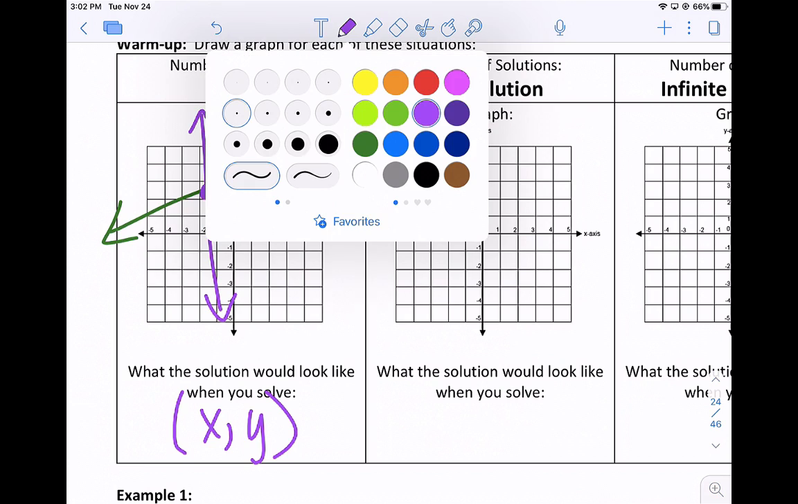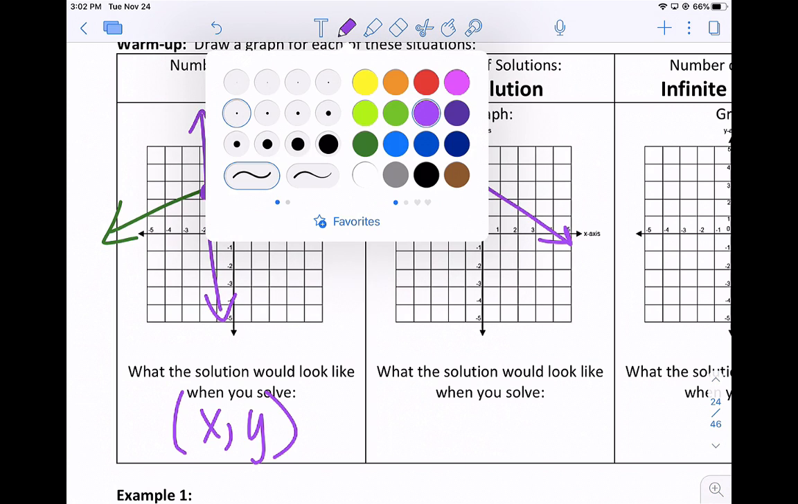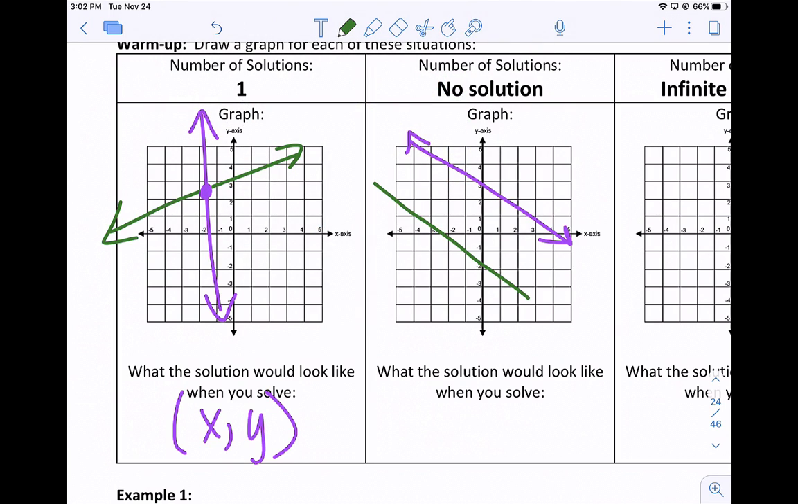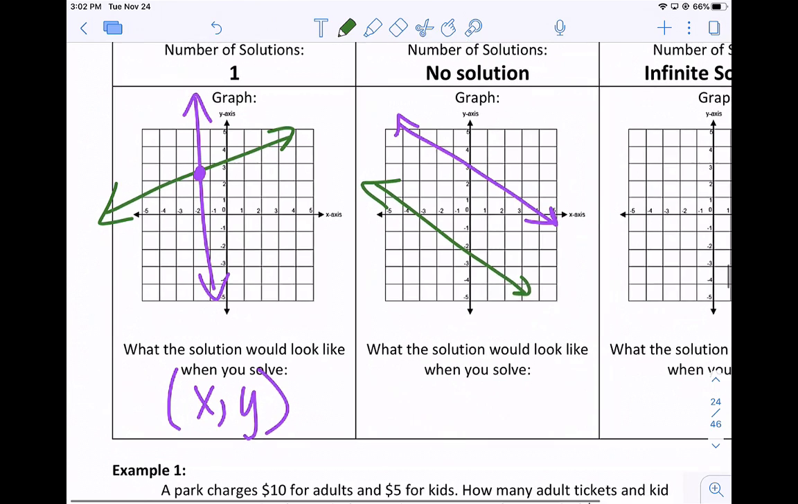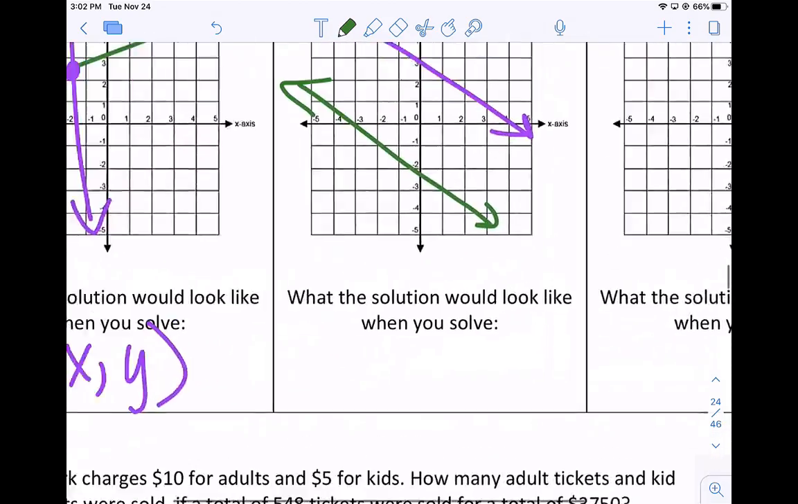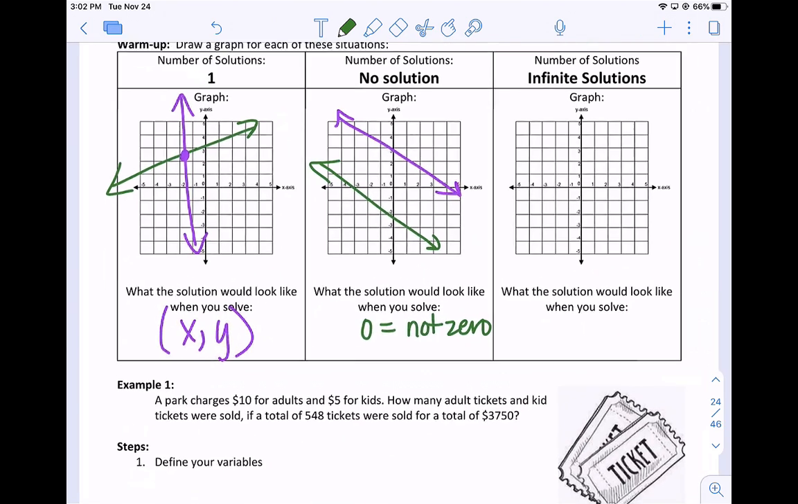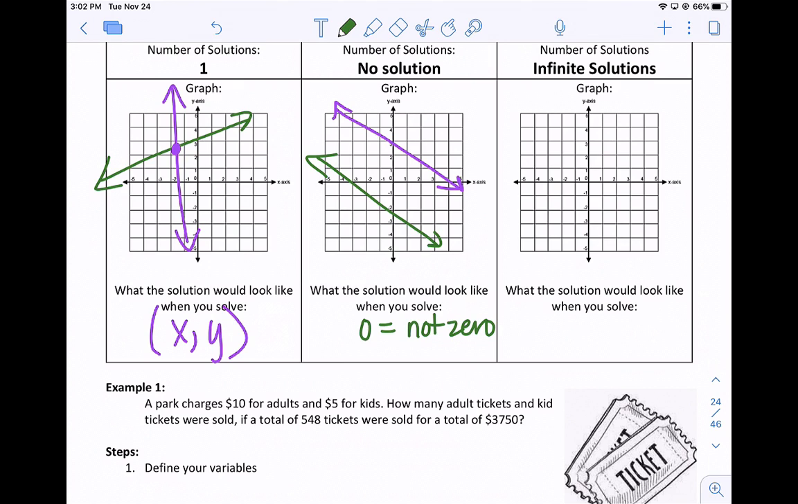If your graph has no solution, then that could be any set of lines that are parallel, because parallel lines have the same slope and they will never cross. So no solution. Again, parallel lines. It says what the solution will look like when you solve. If you're using elimination, you'll get 0 equals not 0. And that would indicate that these are parallel lines. They will never cross. There is no solution.